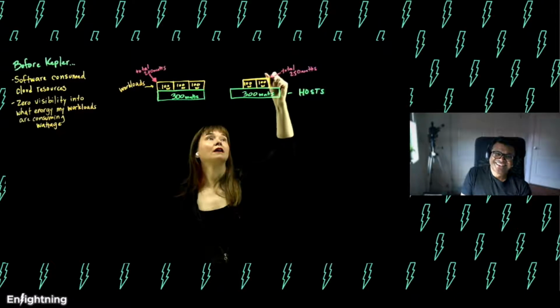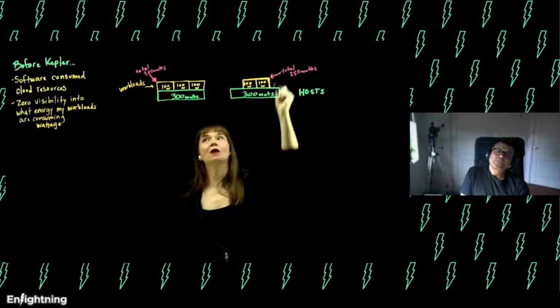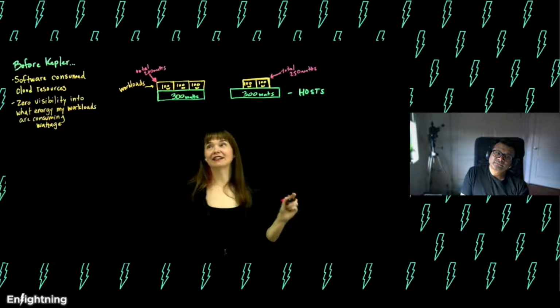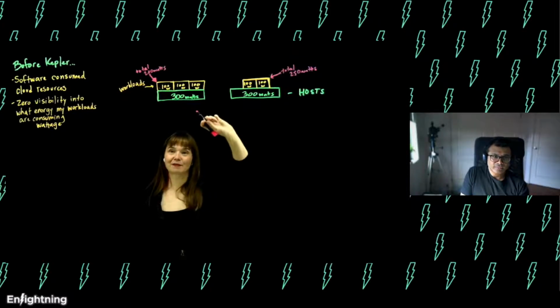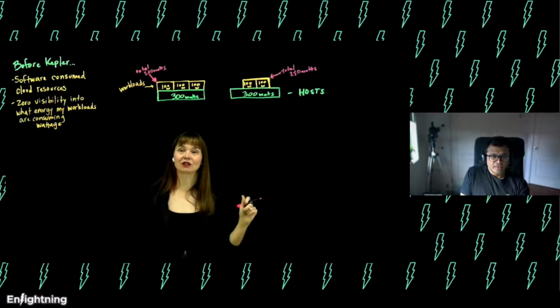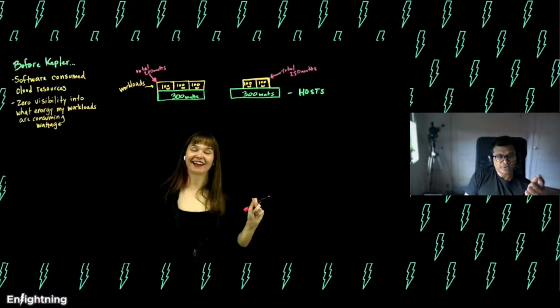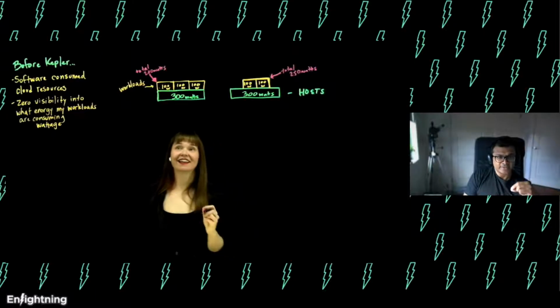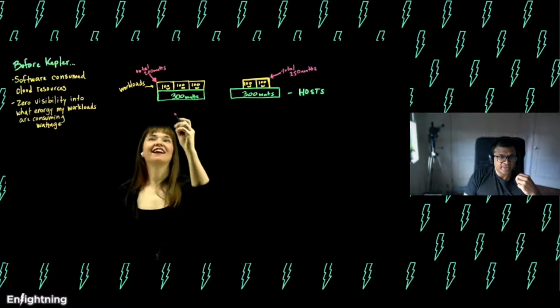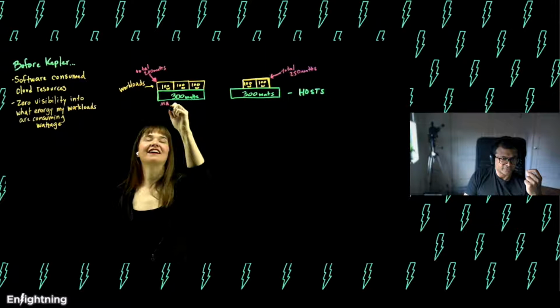I'll let you finish. So why do we need Kepler to tell us that it's more efficient to put more workloads on one host? Kepler doesn't tell you which host to put the workload on. It only tells you that the workloads on machine A, for instance, are consuming 100 idle per process and 100 dynamic per process.